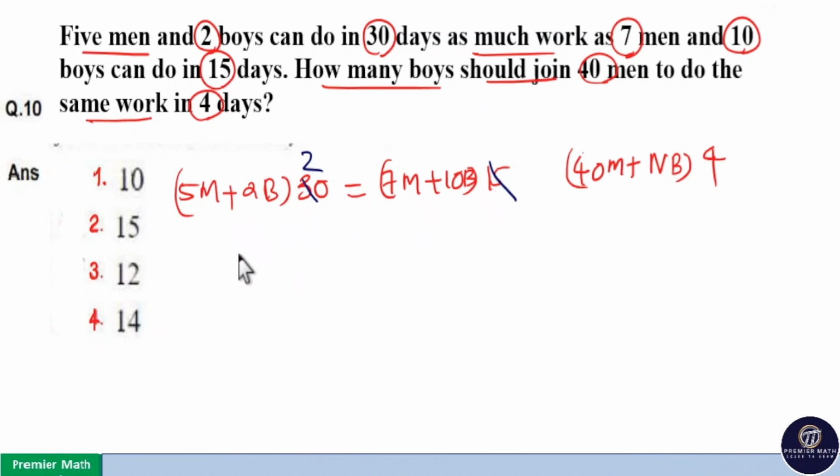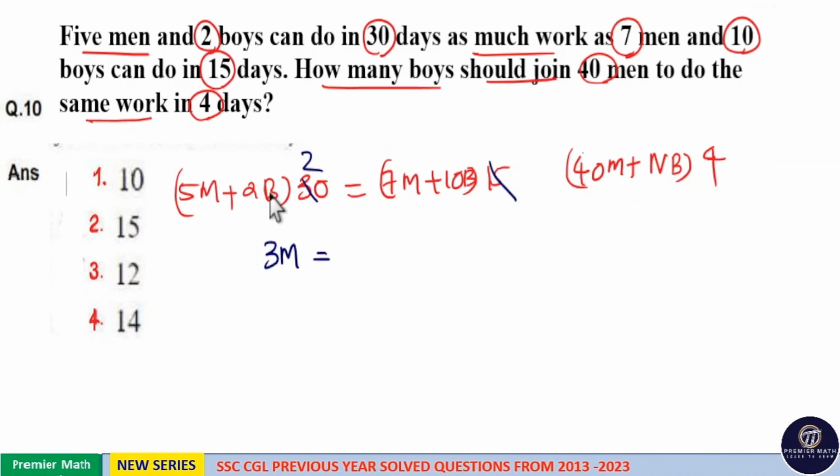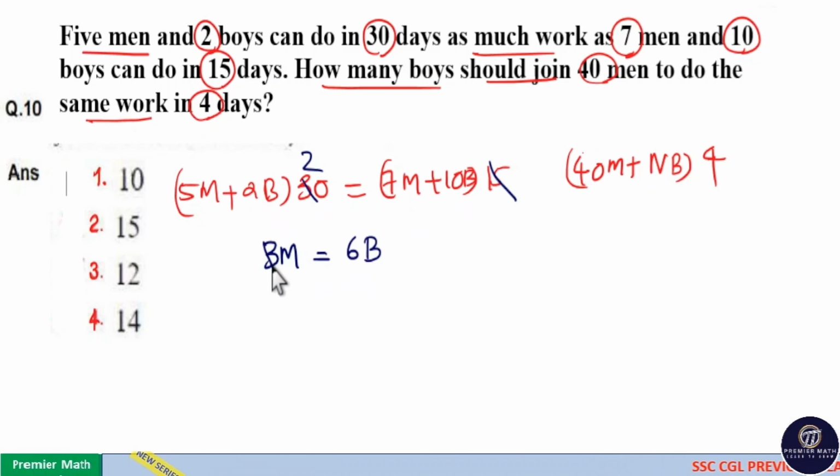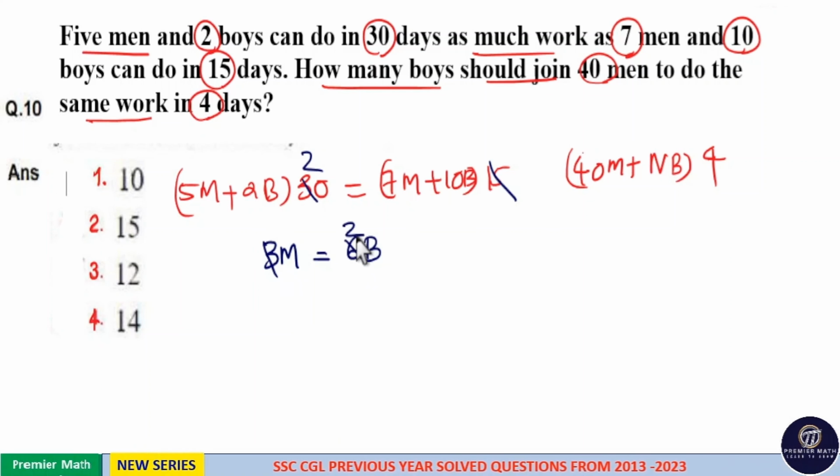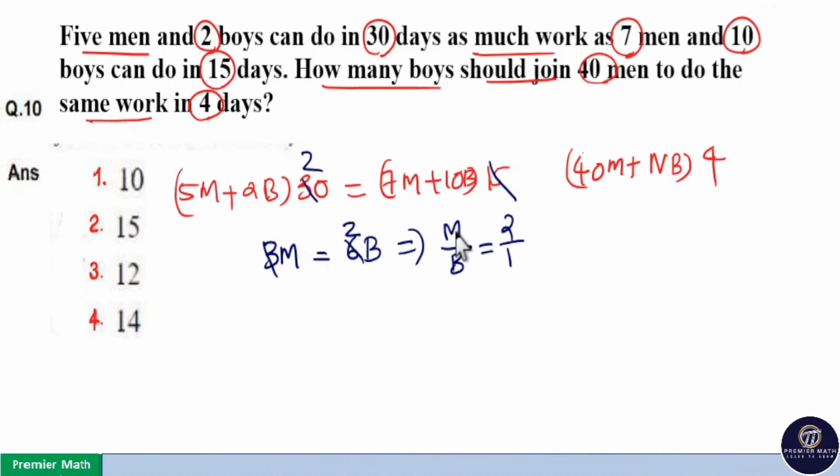10 men minus 7 men is equal to 3 men. 3 men is equal to 2 into 2 is 4. 10 minus 4 is equal to 6. So 3 men is equal to 6 boys, which means 1 man is equal to 2 boys. That means the men to boys efficiency ratio is 2:1. That is, a man can complete 2 units of work in a day, and a boy can complete 1 unit of work in a day.